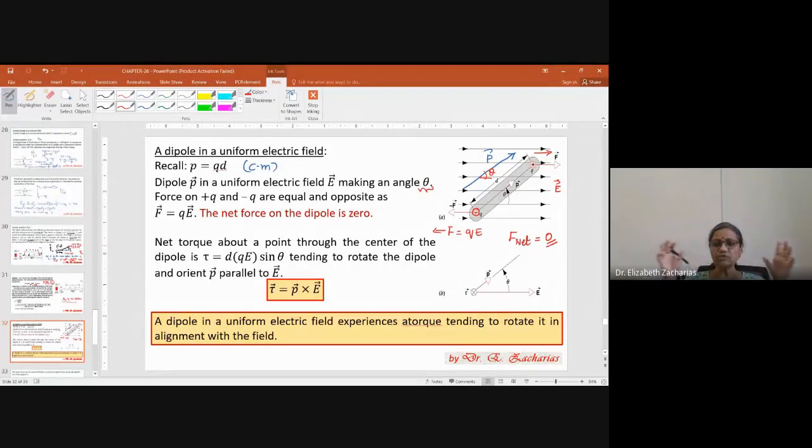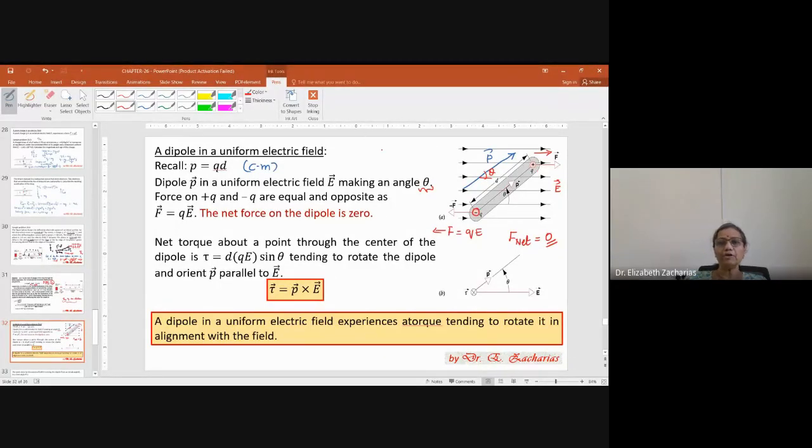So you can generalize this result and say that when a dipole is placed in a uniform electric field, the net force experienced by the dipole is 0. But at the same time, notice one thing. Net force may be 0, but you can see that these forces are forming a couple.